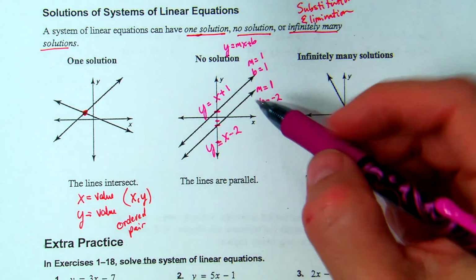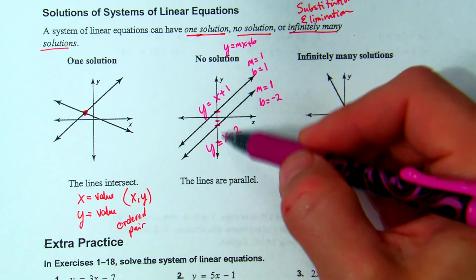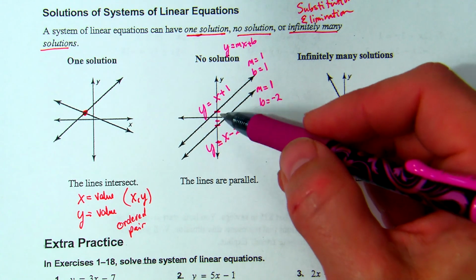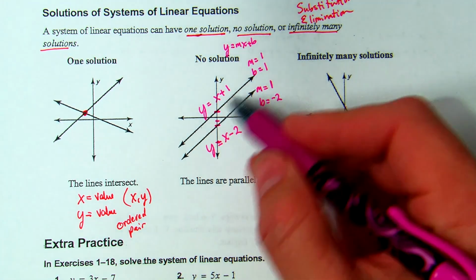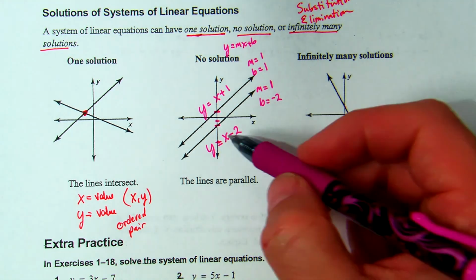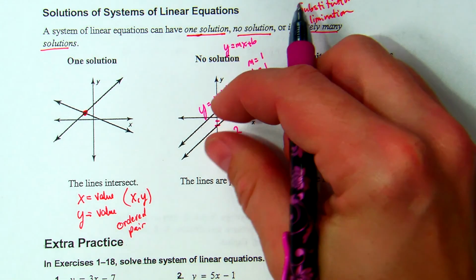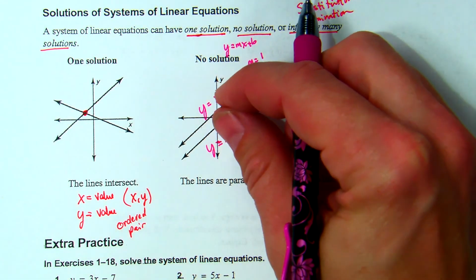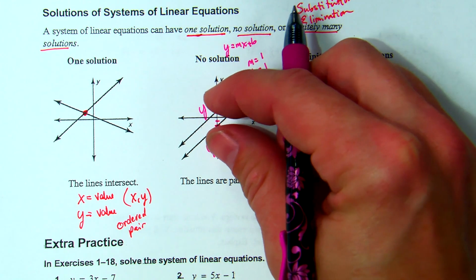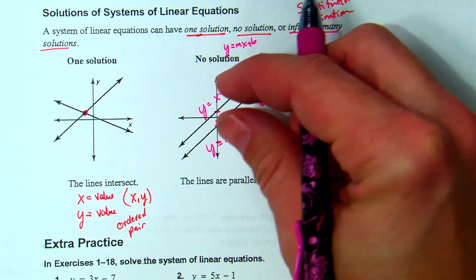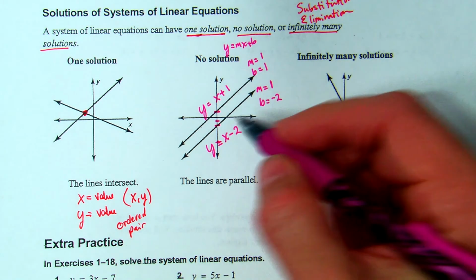Now, what do we know about these two equations? They have the same slope, so they're parallel. They will never cross. Another thing is they have different y-intercepts, so they're not going to be on top of each other. They're going to be apart from each other, and they'll maintain that distance as they continue in both directions. So these are our two equations.